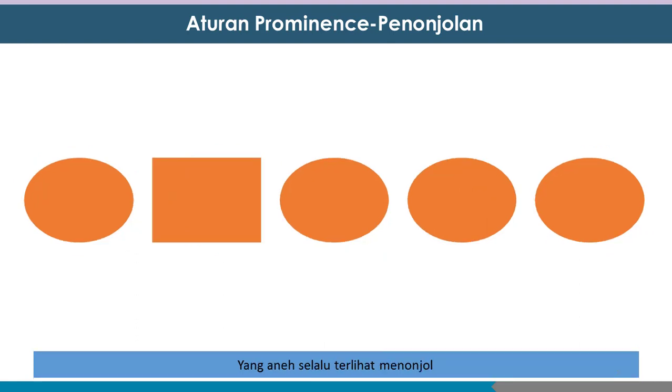Yet another way is to make your object a different shape. So all the things on your slide are a certain shape and your main message is a different shape. That will draw the attention to the different shape.